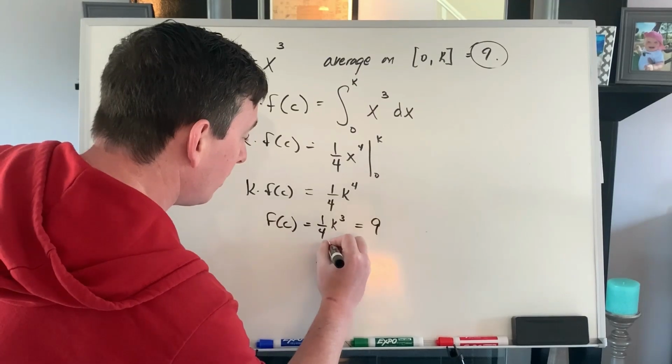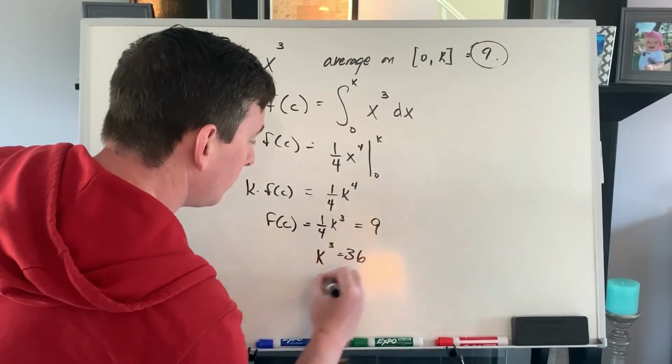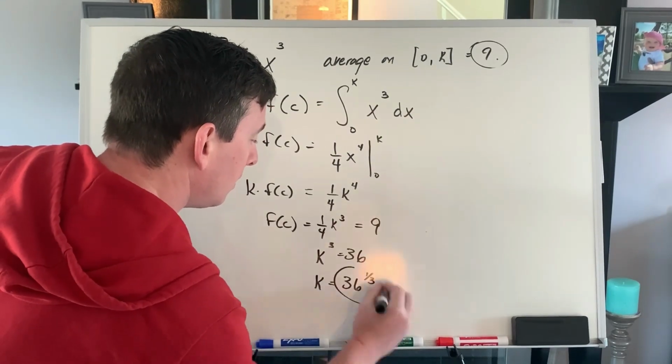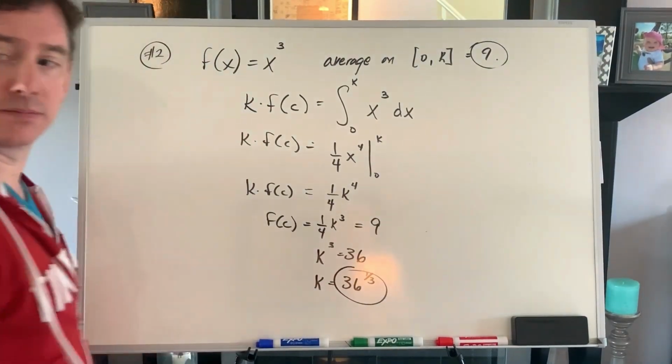Multiply both sides by 4. Take the cube root. And there you go, you got your answer.